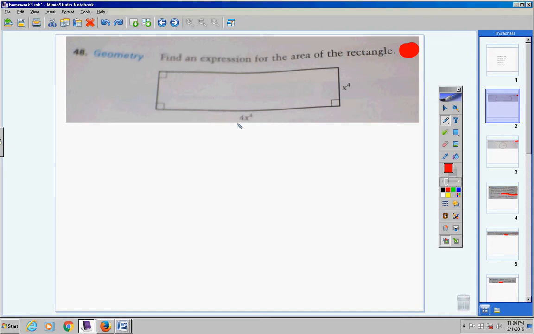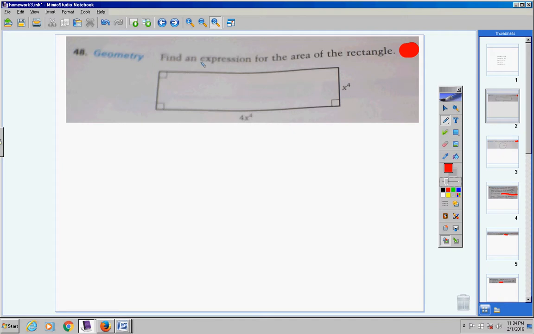Now, if I ask you to find the area of the triangle, and this had a length of 12, and this had a length of 3, how would you find the area of the rectangle? Well, you would take 3 times 12, wouldn't you? How do you find the area of a rectangle? Length times width. And you would get 36. Same thing, guys. Just because you're not dealing with numbers doesn't change anything.